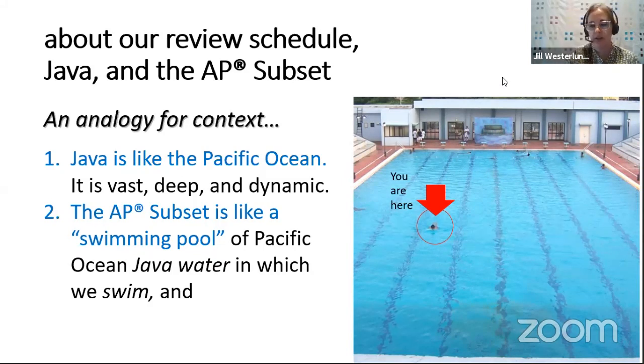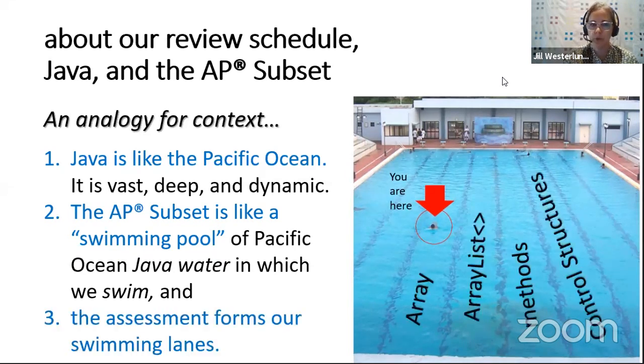So this is my analogy that I've been using. Well, now that we are to the point where we're 6 weeks out from the AP exam, and we know what Mr. Schultz just went over about question 1 and question 2 that you're going to have. The first one will be about array or array list. The second one will be about methods and control structures. We're zeroing in on those topics.